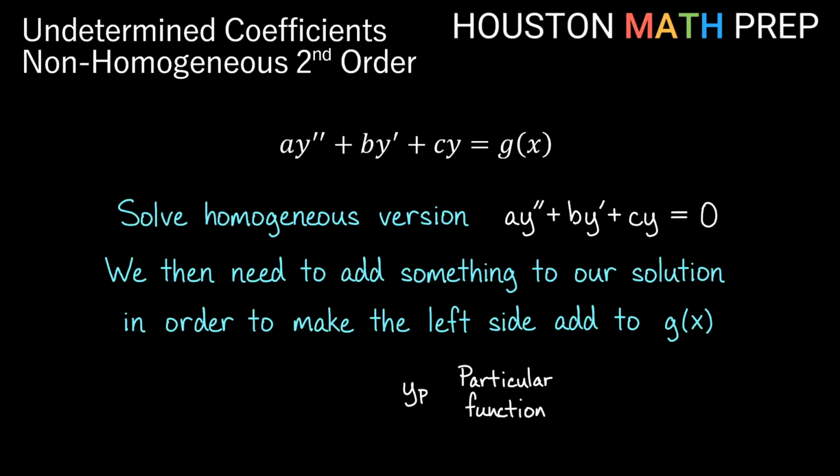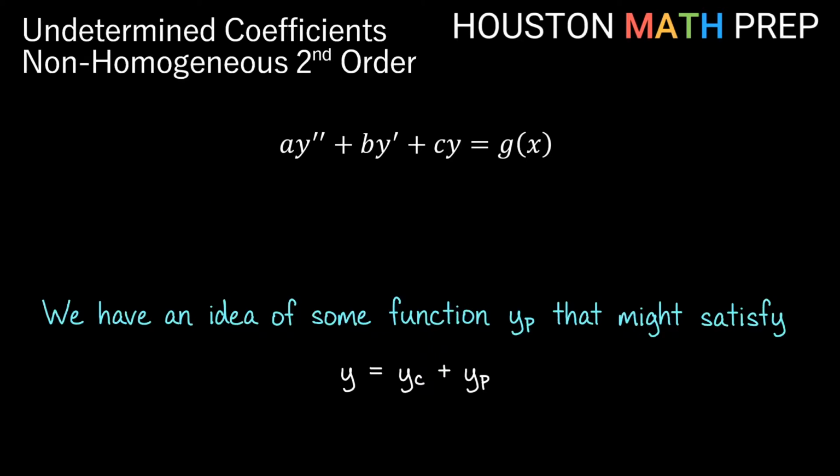This extra piece of the solution that we add to the complementary function to solve the non-homogeneous version of the equation is called y sub p, the particular function. And our solution y equals y sub c, the complementary function, plus y sub p, the particular function. We just want to remind you that all of the terms in here need to be linearly independent from one another. The method of undetermined coefficients is used when we have some sort of an idea of a particular function y sub p that might satisfy this equation.